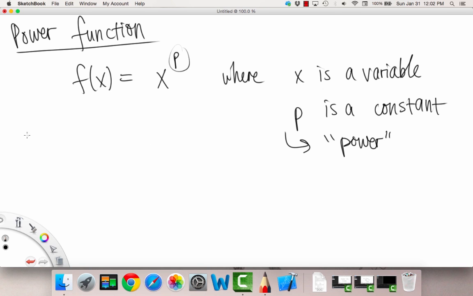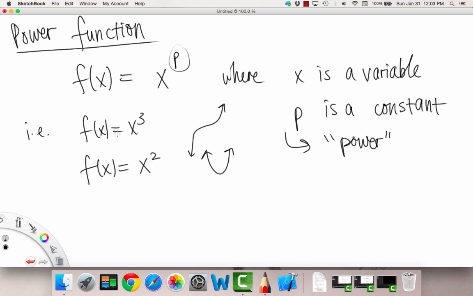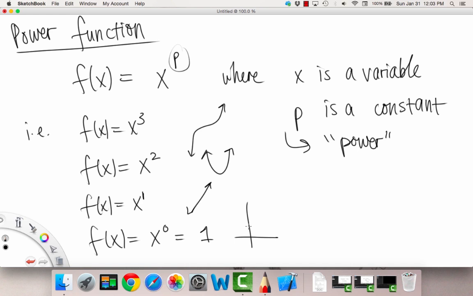Alrighty, so some examples, we've seen plenty of these. We've seen f of x equals x to the third, that's our cubed graph. We've seen x squared, of course our quadratic function, our parabola. We've also seen a linear function, that's just a line, x to the 1 power. We've also seen, believe it or not, x to the 0 power, which is just equal to 1. That would be a constant function at the height y equals 1.